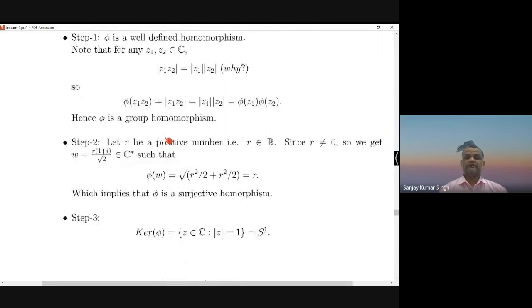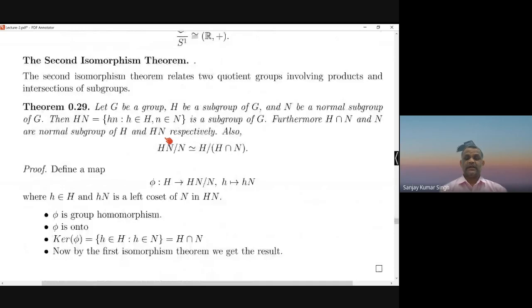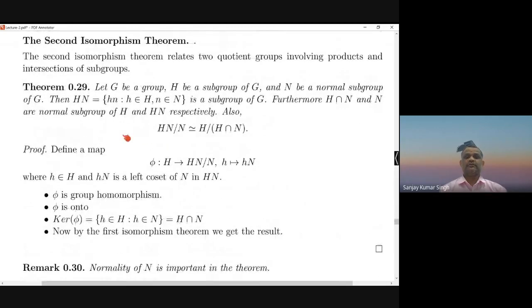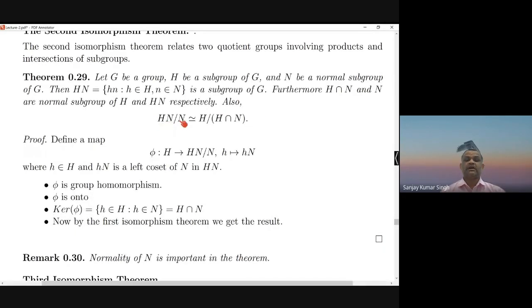There are some more applications which I will skip, and I will come to the second isomorphism theorem. It says that let G be a group and H be a subgroup of G, and also assume that N is a normal subgroup of G, then this product HN is actually a subgroup, which we have already checked. And furthermore, the intersection H intersection N is a normal subgroup of H, and N is a normal subgroup of HN. And we get the quotient group HN by N is isomorphic to the quotient group H by H intersection N. And all these terms make sense.